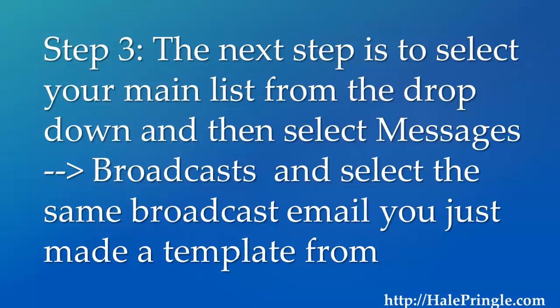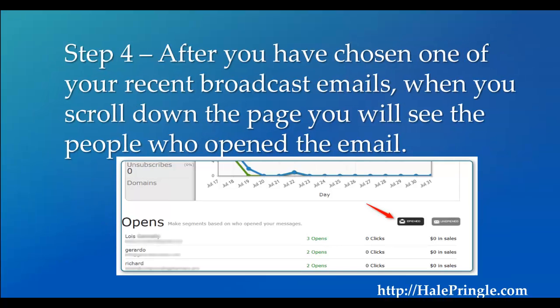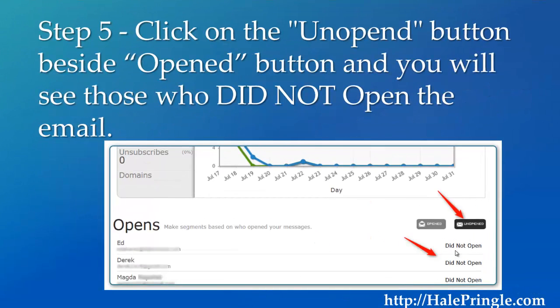The next step is to go back to select your main list up in the upper left-hand corner, and then select Messages, Broadcast, and again select the same broadcast email you just made a template from. And after you click on your recent broadcast email, if you scroll down the page, you'll see all the people who opened the email. Now, that's not what we're interested in. What we want to do is click on the little button beside the opened and select not opened. Now we're going to see all the people who did not open the email.